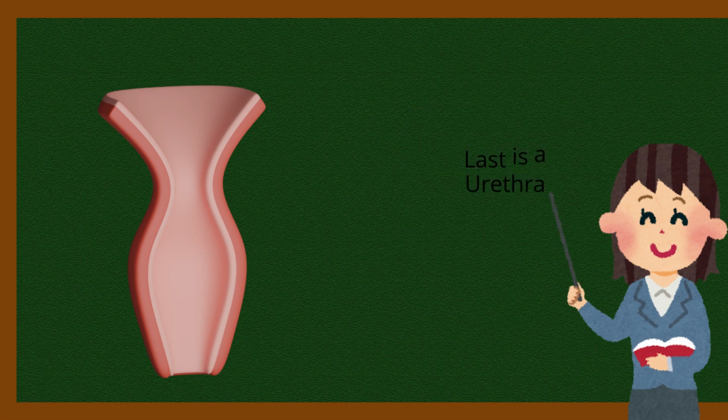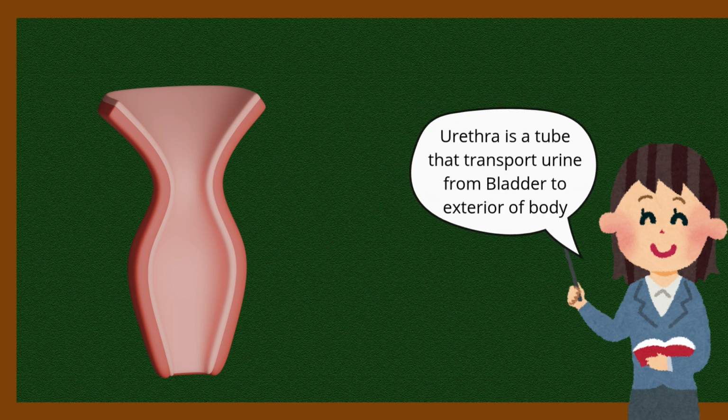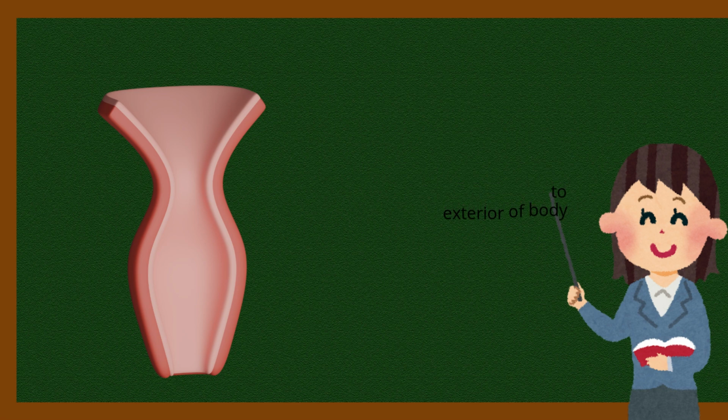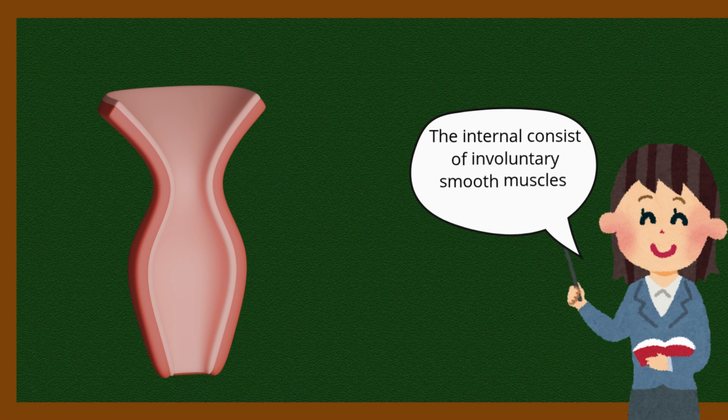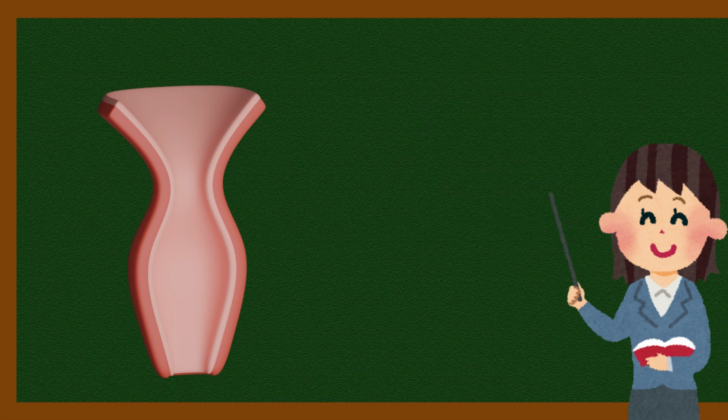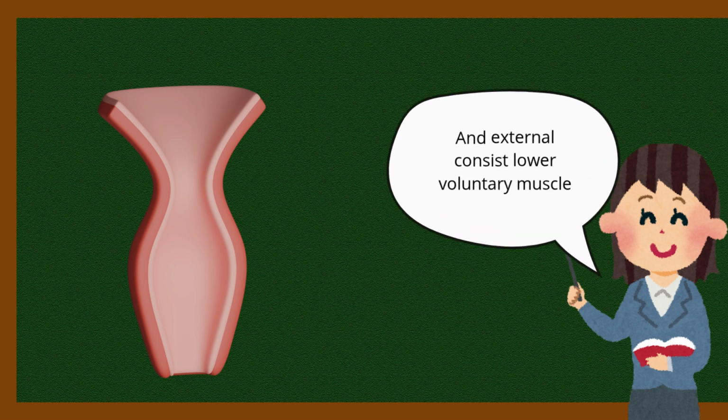Last is the urethra. The urethra is a tube that transports urine from the bladder to the exterior of the body. The urethra is made up of two separate urethral sphincter muscles. The internal one consists of involuntary smooth muscle and the external one consists of lower voluntary muscle.